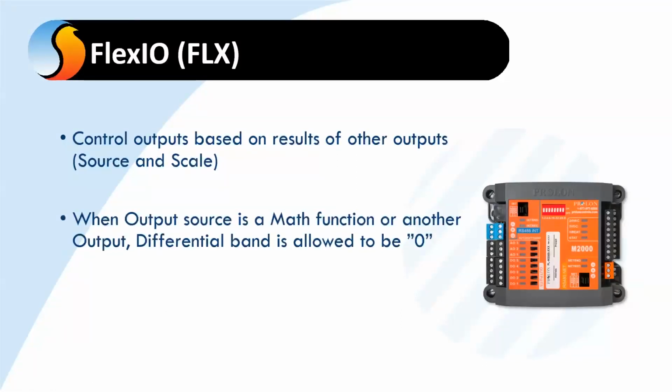We can now have a differential band of 0 when our output source is a math function or another output. So we've always required some form of a dead band in there. Typically it was 8%. We required a differential spread. We can now have 0 on that. So let's go look at that and where this is going to come in.